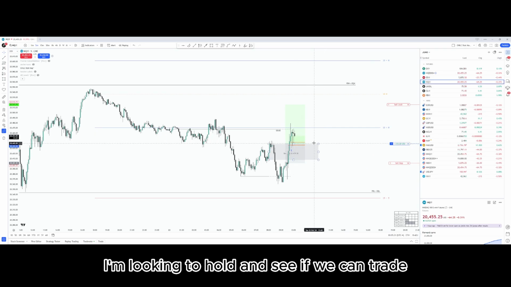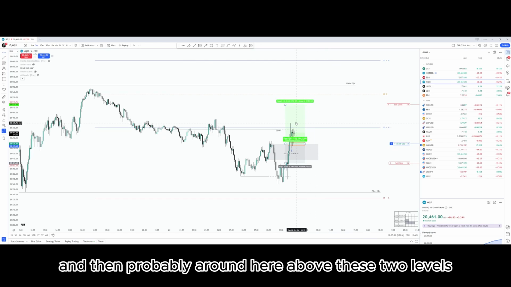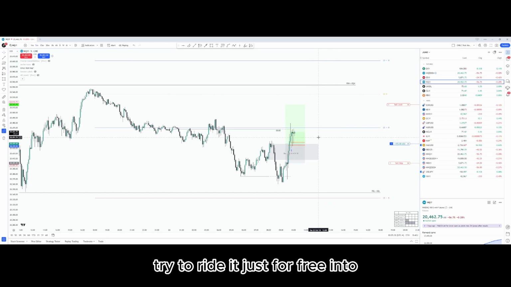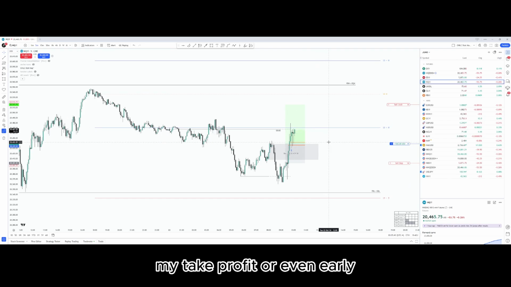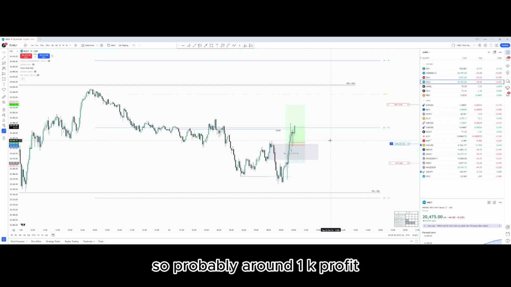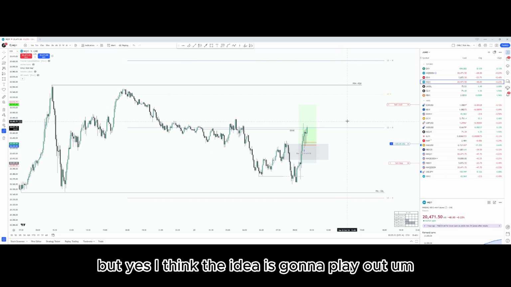I'm looking to hold and see if we can trade above midnight open and plus manipulation, and then probably around here above these two levels try to move my stop to the entry and try to ride it for free into my take profit or even early. I'm trading my funded futures expert account, so probably around 1k profit. I'm more than happy to close this trade. But yeah, I still think the idea is gonna play out.